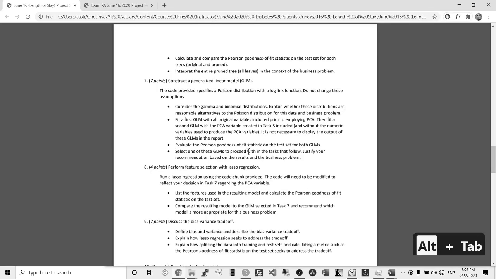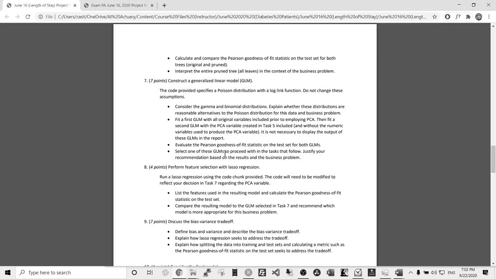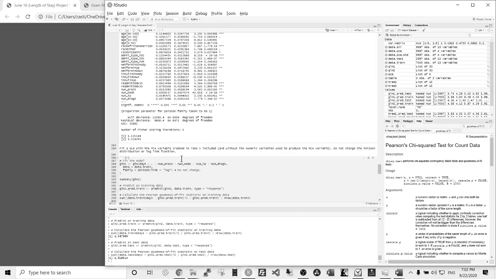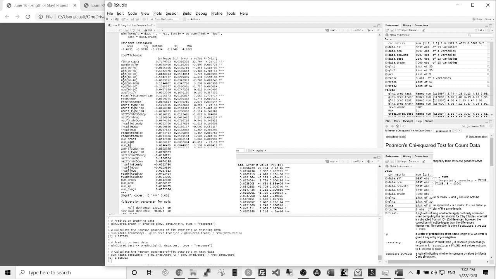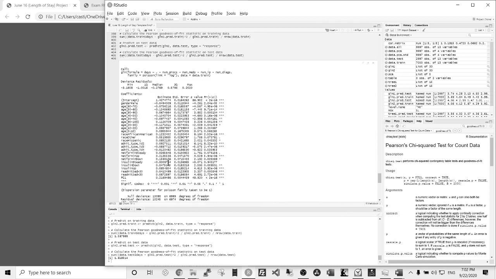Select one of these GLMs to proceed with in the tasks that follow. Justify your recommendation based on the results and the business problem. So in this first model, you can look at the number of meds, the number of procs, number of inpatients. You can actually see the sign of the coefficient. You can't do that if you have the PC.